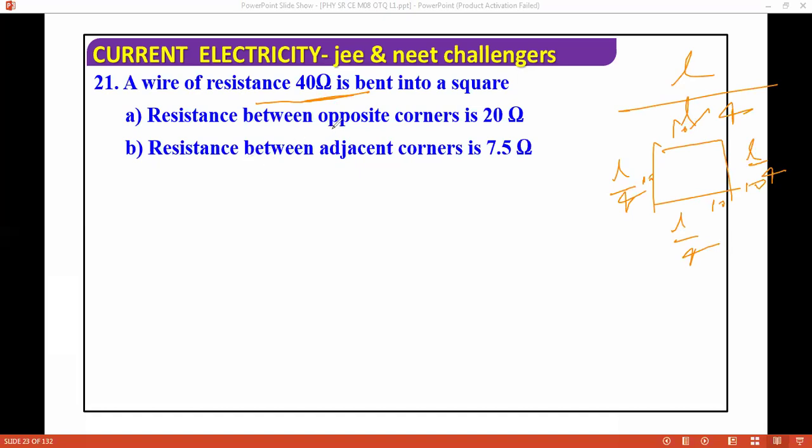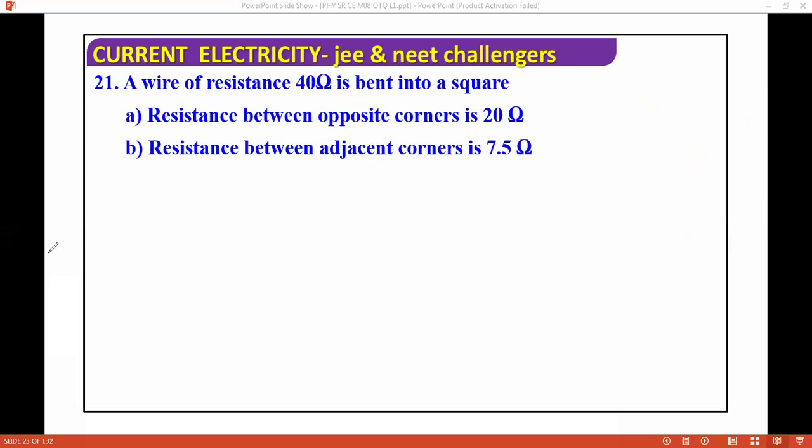Now the question is asking for the resistance between opposite corners, so you can apply the concepts here. This will come in series and then in parallel. So this is series, and in parallel with this resistor. You can go through these concepts and do these questions easily. It's doable, but very conceptual from the PJ point of view.